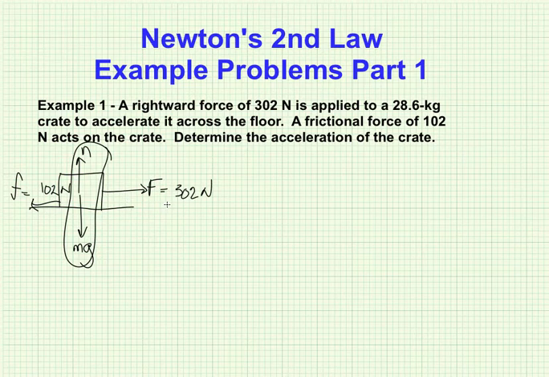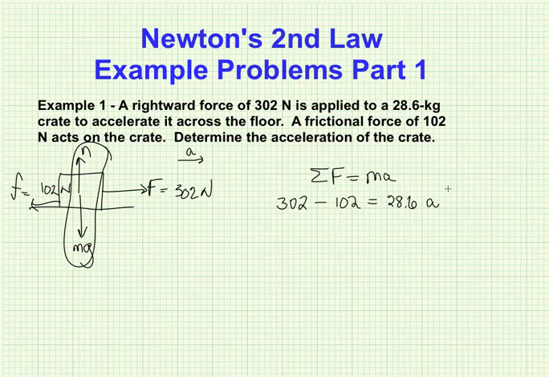Since the applied force is larger than the frictional force, we know that the acceleration is going to be to the right. Now I put this arrow here and not on my force diagram because it's not a force. So start with Newton's second law that the sum of the forces equals ma, and a good habit to get into is to always make the larger force the positive one. So my applied force is 302 newtons minus the frictional force, because the frictional force is going to oppose that, equals the mass, in this case 28.6 kilograms, times the acceleration.